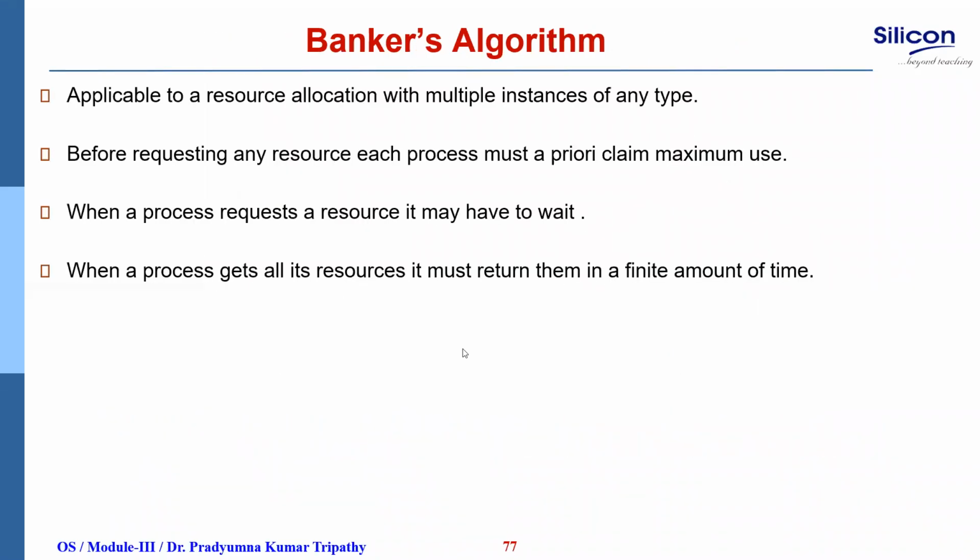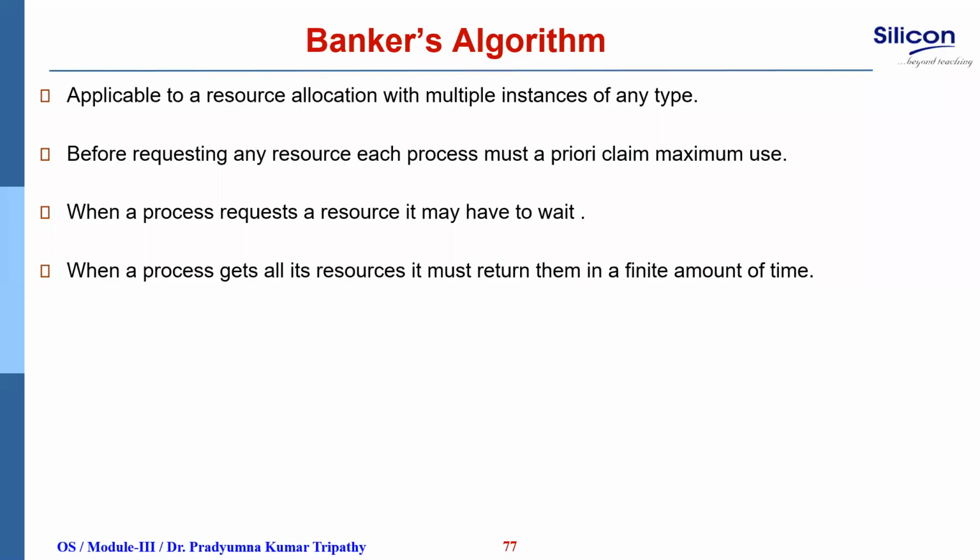Now in today's class, we have a very important algorithm. It's called the banker's algorithm. Do remember that the banker's algorithm is used for deadlock avoidance. It is not for prevention. Banker's algorithm is used for deadlock avoidance. Similarly, the resource allocation graph that we have used with the claim edge is also used for deadlock avoidance.